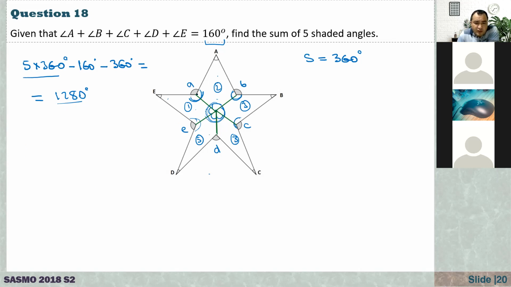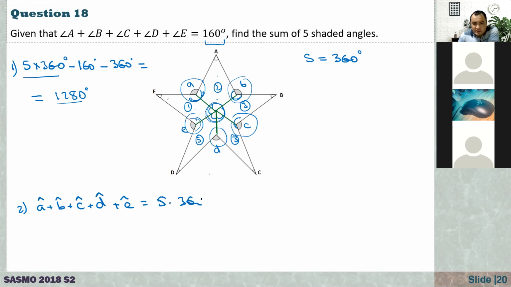Now from 360, because this is 360 plus 360 plus 360 plus 360 plus 360, if I subtract the sum of the unshaded angles, it gives us angle A plus angle B plus angle C plus angle D plus angle E. That is equal to 5 times 360 minus 1280, which is equal to 520. So that's equal to 520.